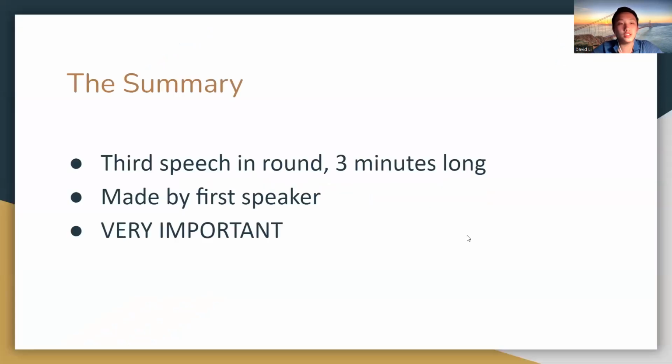The first thing, what is the summary? In each debate round, the summary is going to be the third speech that occurs. It's going to be made by the first speaker. It's going to be 3 minutes long.